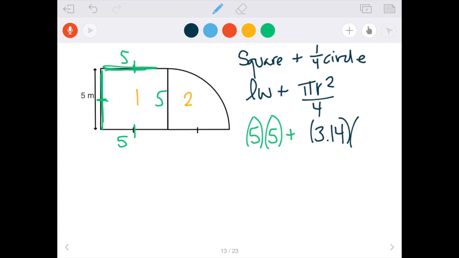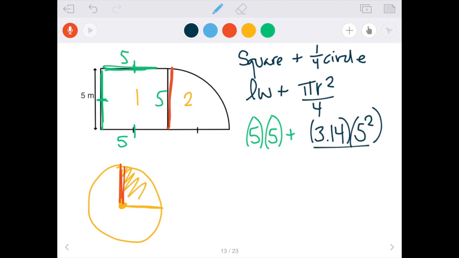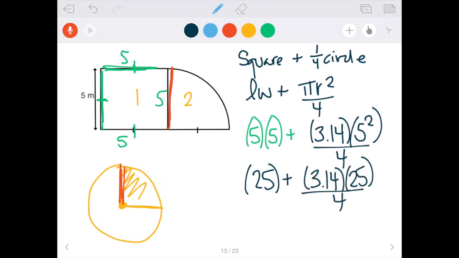radius. So remember, I'm going to come down here. If I have a whole circle, and this is the piece, the radius goes from the center to the edge. So looking at my picture, it is this side right here. Let me draw it in red, right here. So this really is the radius, which is 5. 5 times 5 is 25. Why not? 3.14 times 25. All divided by 4.